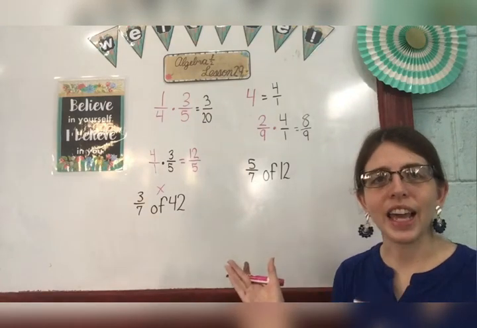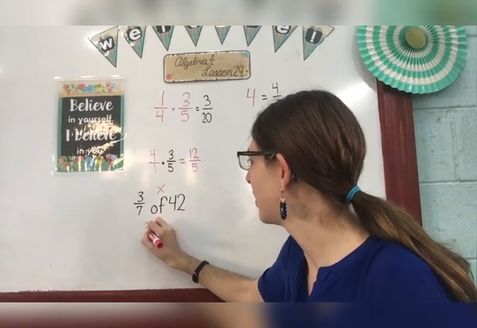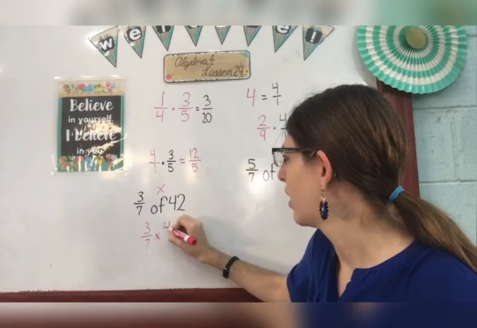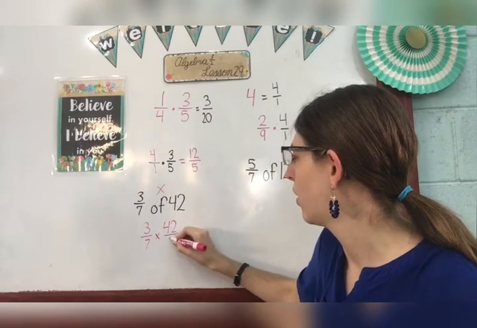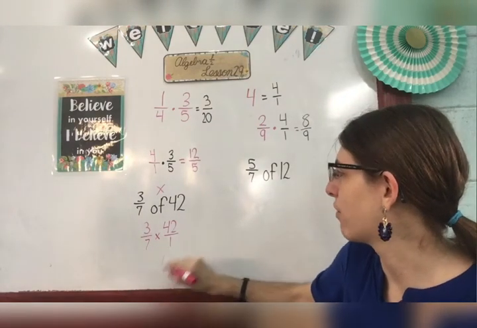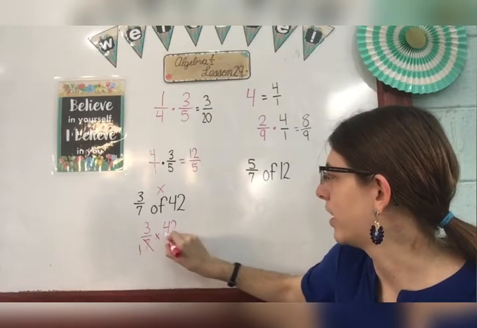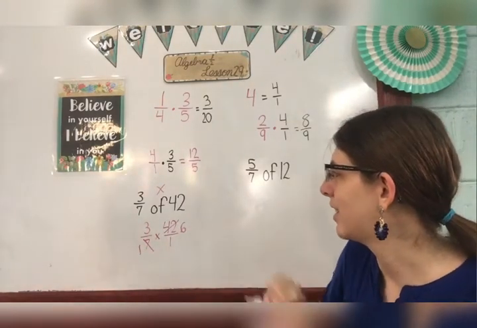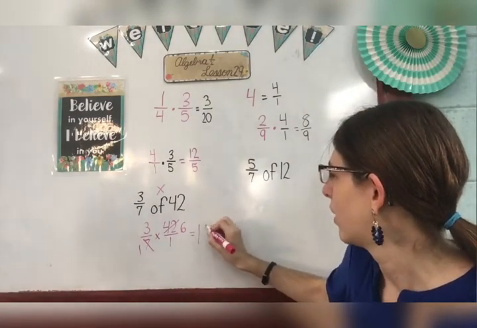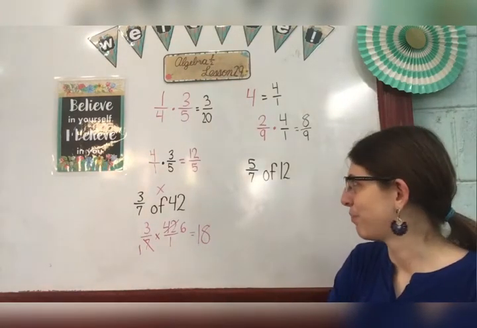3/7 times 42 is really what we are saying. So we would set it up. 3/7 times, now we change this into 42 over 1 so that it's a fraction. I can cancel the 7 and the 42 because their greatest common factor is 7. 7 goes into 7 one time, 7 goes into 42 6 times. 6 times 3 is 18. So 3/7 of 42 is 18.